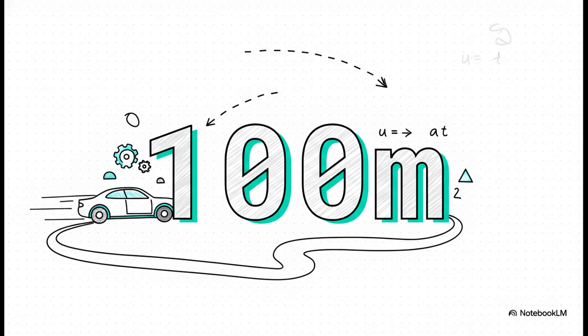Now that first part of the equation, ut, just becomes 0, which makes our lives way easier. And when you crunch the rest of the numbers, boom, you get a clean answer. The car traveled exactly 100 meters. See? It's not a guess. It's a predictable result. All thanks to picking the right equation.